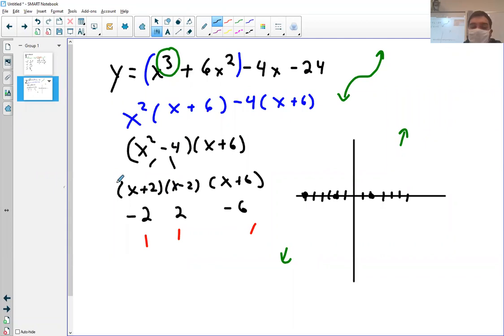You could plug 0 into here, or you could plug 0 into the original problem. If you plug 0 into the original problem, this will disappear, this will disappear, this will disappear. So your y-intercept is negative 24. We'll generally just put a number here. Let's just pretend that's 24, okay? Instead of me making it 20.